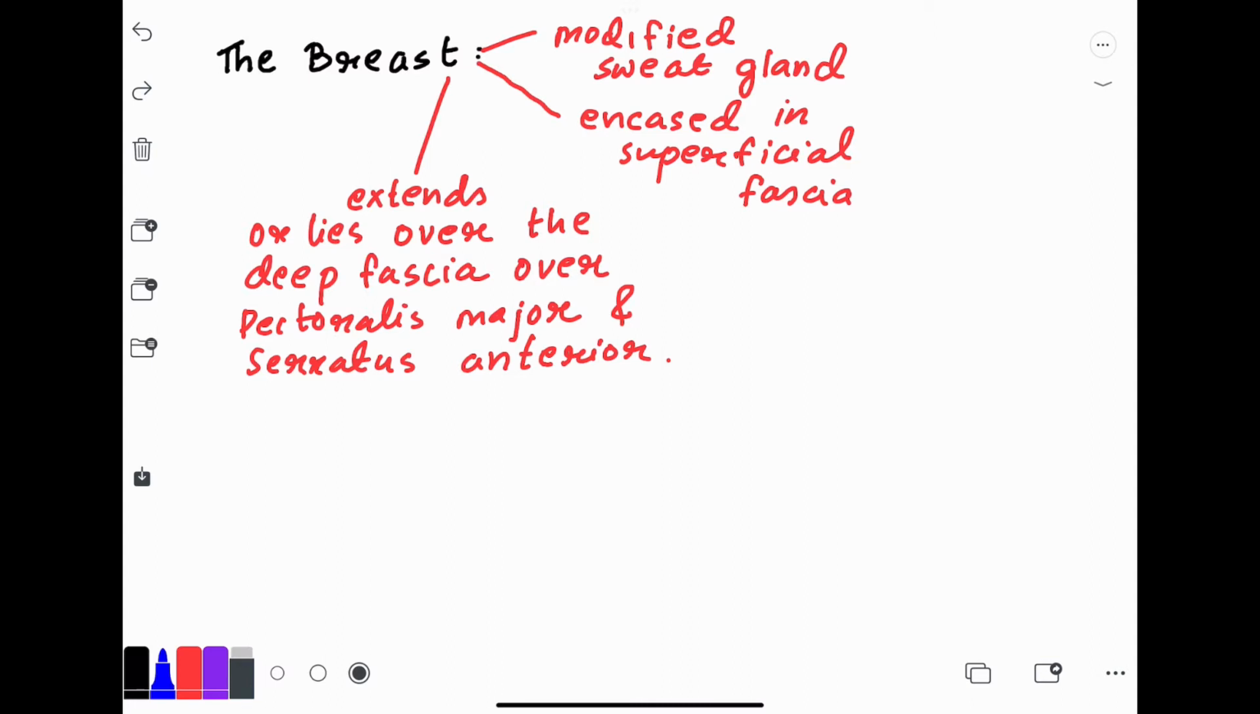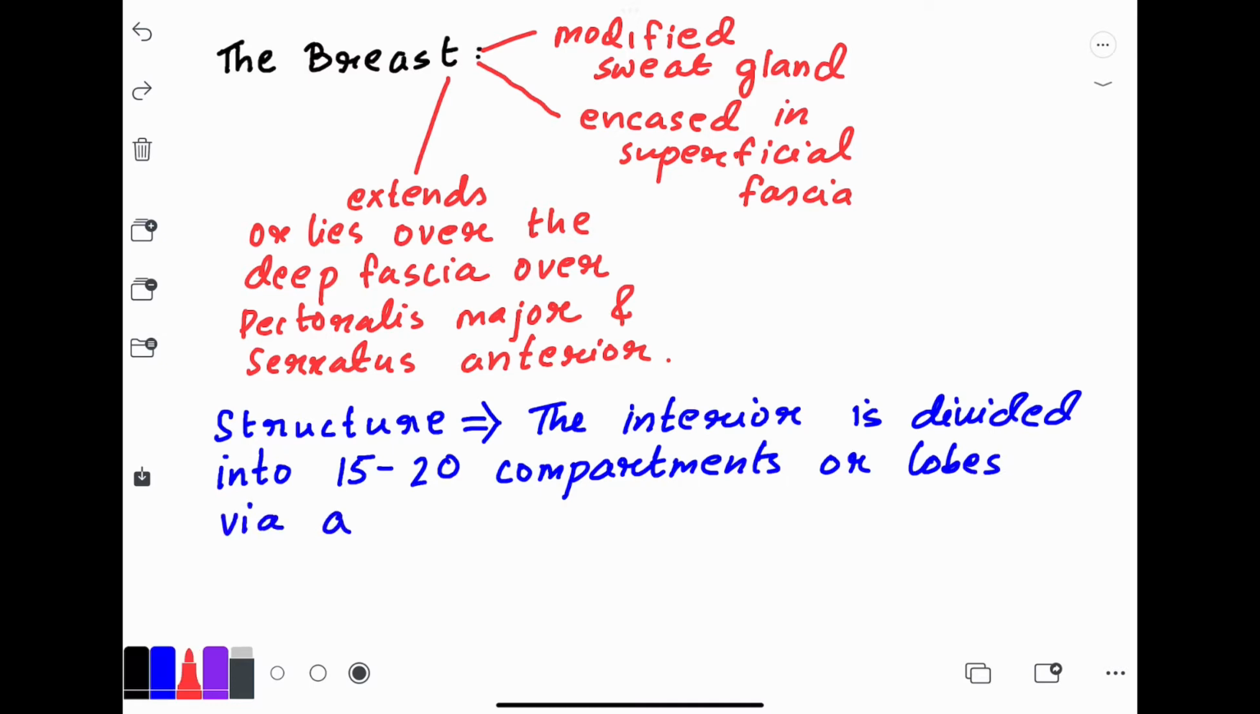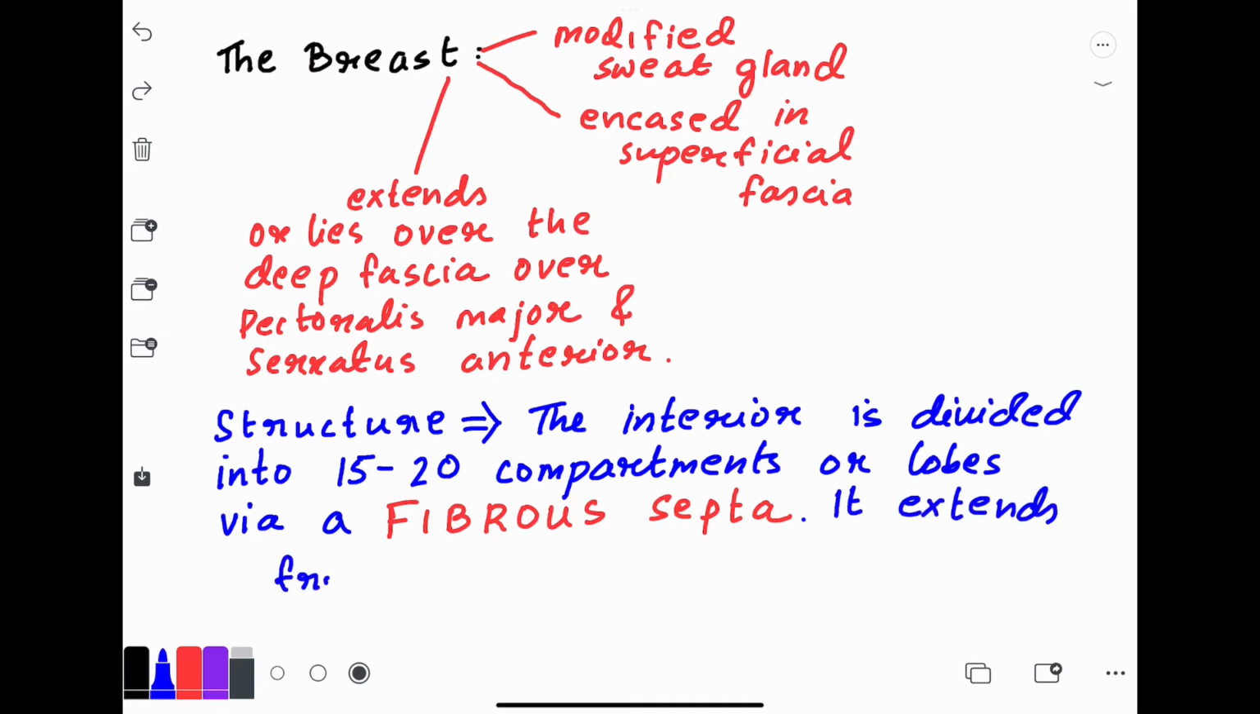So the structure of the breast is as follows. The interior is divided into 15 to 20 compartments. These compartments are usually triangular or conical in shape, lobes we can say, and this division is made with the help of fibrous septa. So the basics are clear. Now you also have to know that this fibrous septa actually extends from the skin up to the deep fascia.